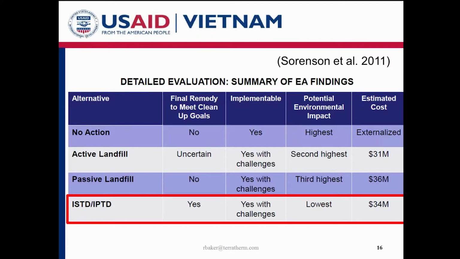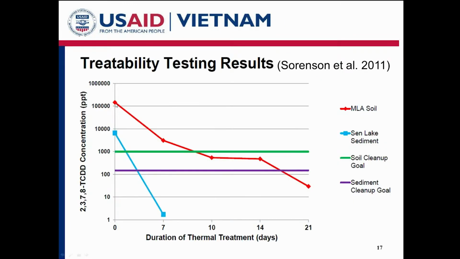This was in part based on treatability testing that was done on the soil and sediment from the site. So we've done several rounds of it, but these data are representative. We went from very high concentrations in the soil, over 100,000 parts per trillion, down to below the 150 parts per trillion goal after 21 days at target temperature. So this is the residence time at target temperature.